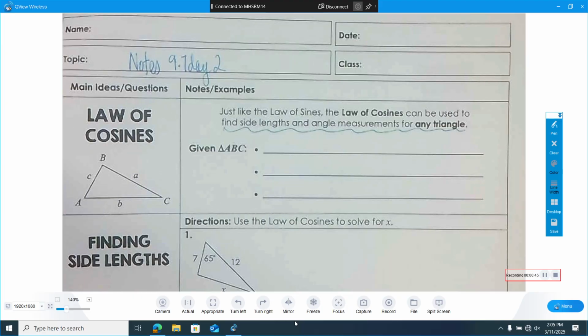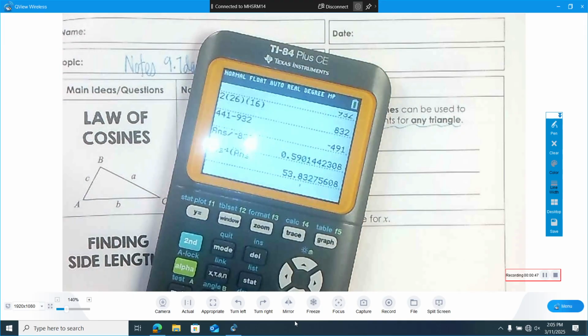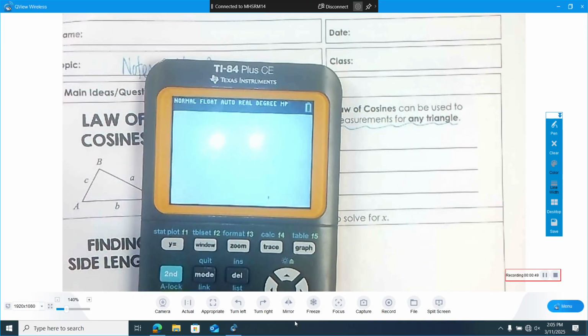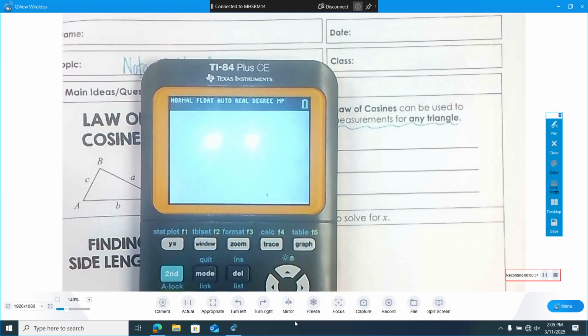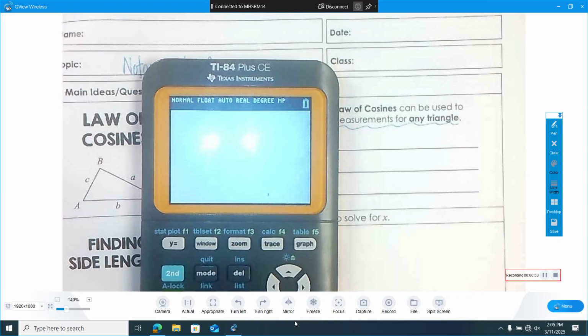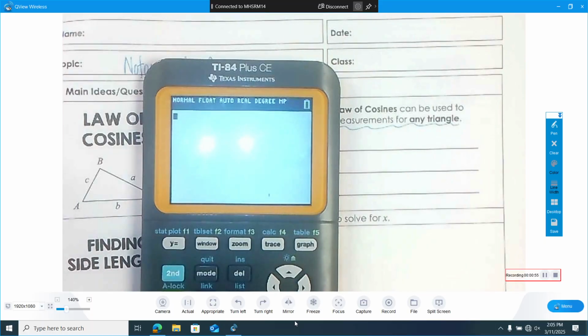Now, today, you need to have your calculator very handy, because we are going to do so much calculator work today. What mode should your calculator be in? Degree mode, okay. And so make sure it's in degree mode.